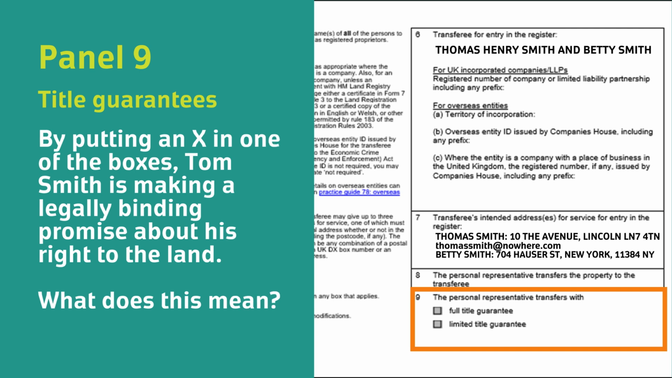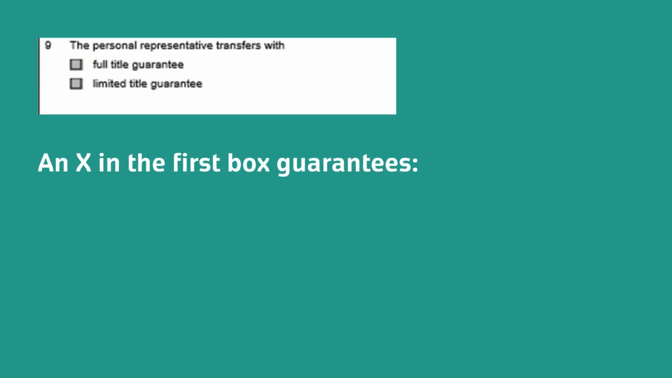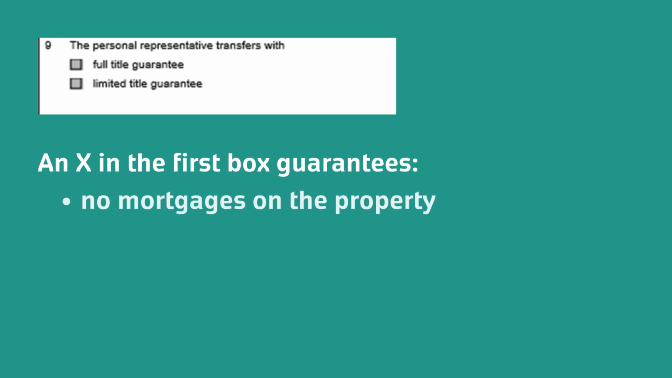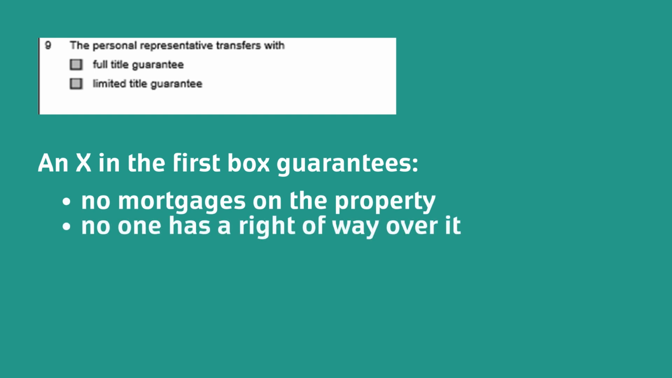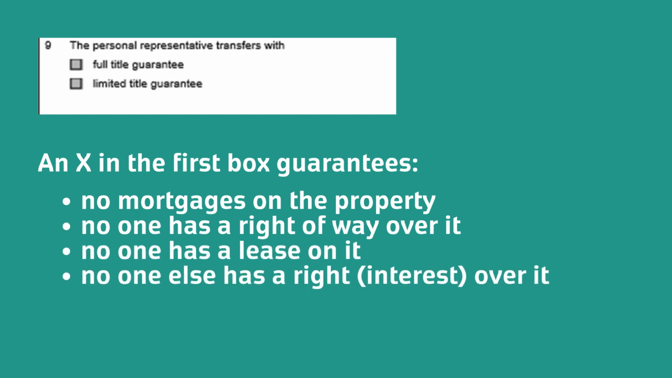Panel 9. Title Guarantees. Putting an X against one of these guarantees means that Thomas Smith is giving certain binding promises about his right to the land. If he puts an X in the first box, full title guarantee, this means that he is guaranteeing, to the best of his knowledge, that there are no mortgages against the property, no one has a right of way over it, nobody has a lease on it, and no one else has any other interest in it.